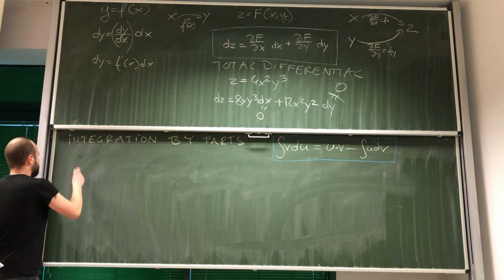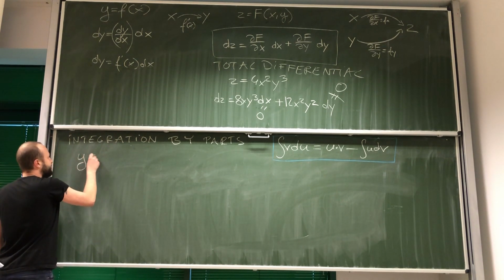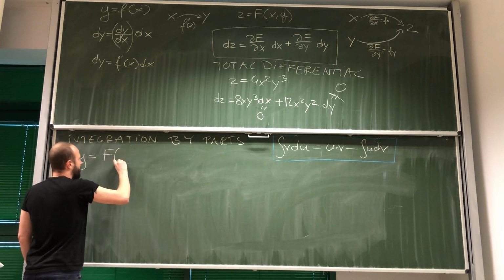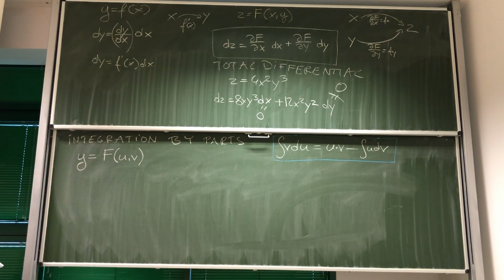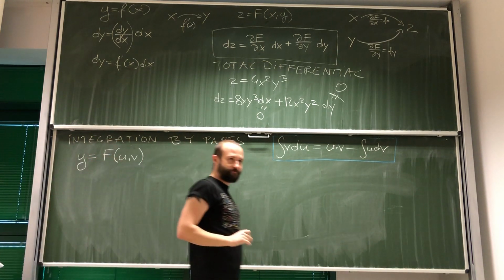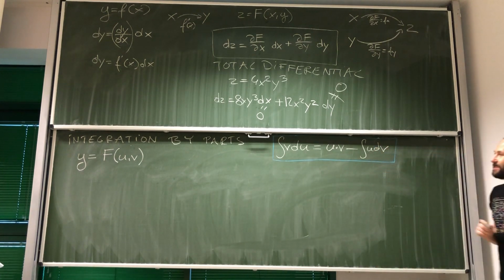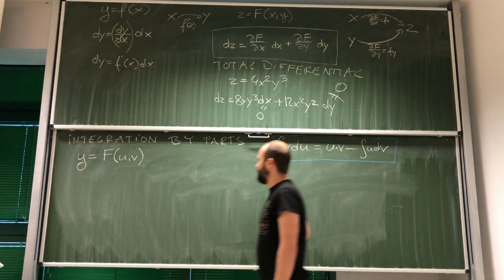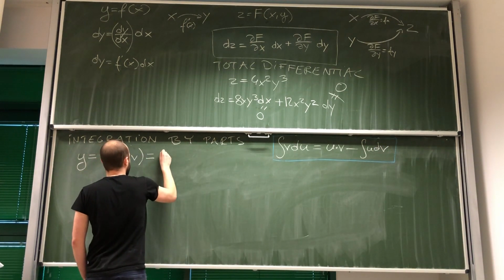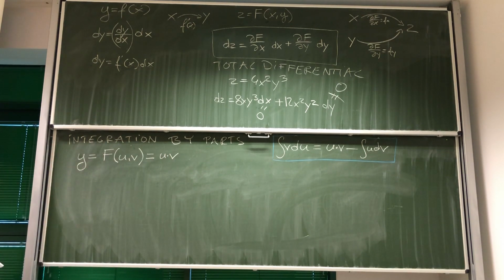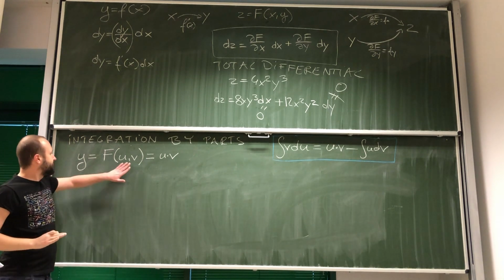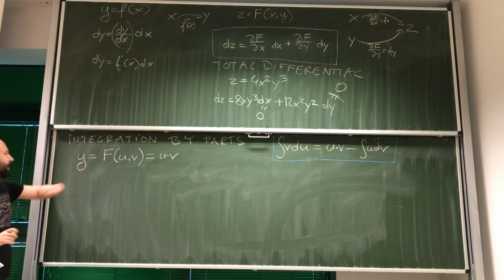Imagine a situation like this. Y is some function of two variables, u and v. And let's just say that this function has a very simple form of u multiplied by v. Okay, what I'm going to do with this is that I'm going to calculate the total differential of this function.